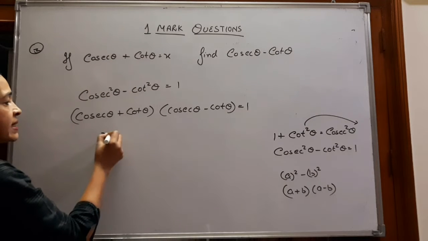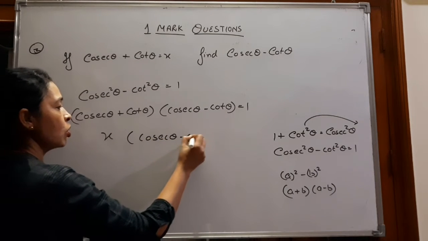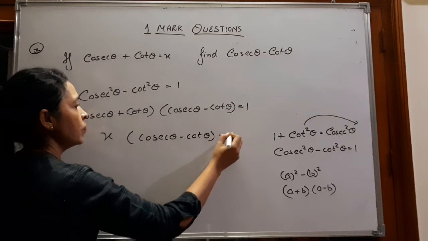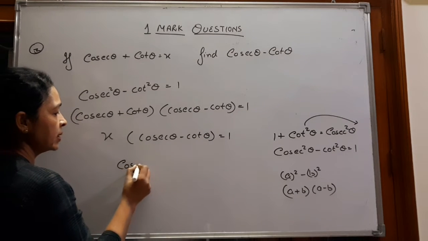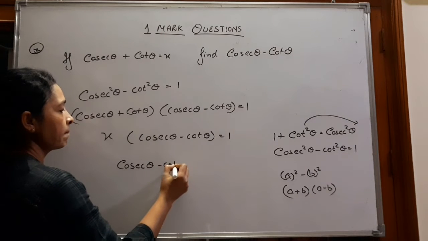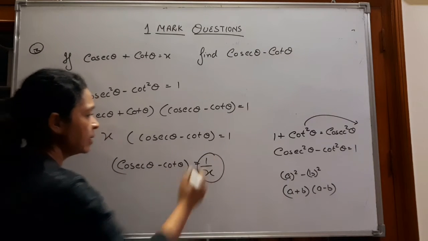Cosec theta plus cot theta is given x, into cosec theta minus cot theta equals 1. We have to find the value of cosec theta minus cot theta, which equals 1 by x. This is our answer.